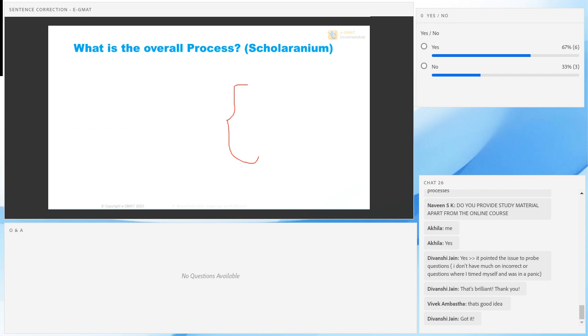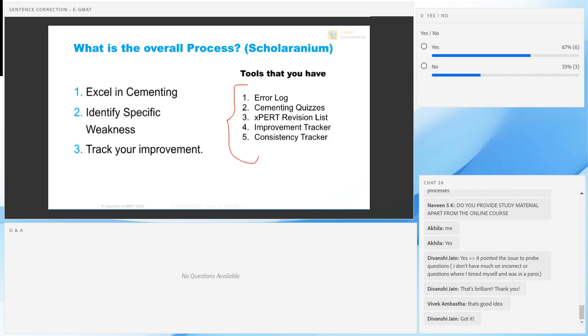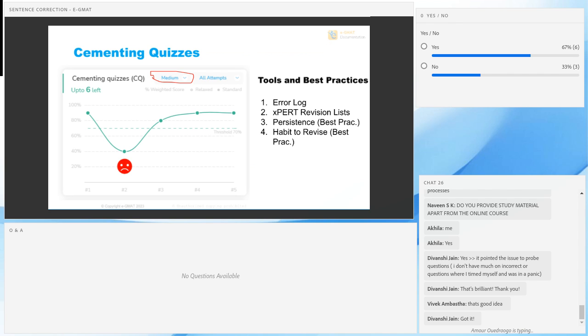What else? I think I've said a lot. That's it. Again, your error log is very important. All the e-GMAT students, make sure you're using your consistency tracker and driving insights from it. It's very, very important. And if you don't know how to use them, send an email to support@e-gmat.com. Everything that you see on the platform has been built with a certain intent. There are help videos for each and every technology implementation that we have. But if you don't know the purpose of it, write to us at support. We are there to help you out.